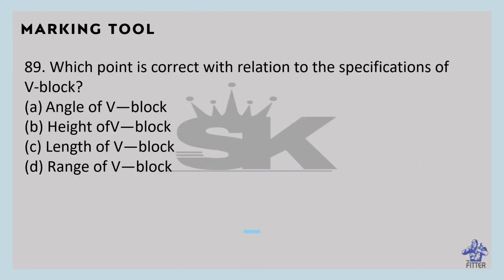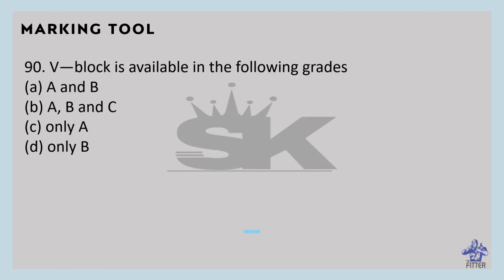Which point is correct with relation to the specification of a V block? That is the length of the V block. V blocks are available in the following grades, that is A and B. We had discussed it, right?